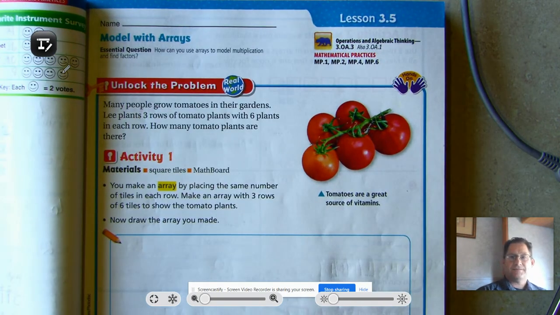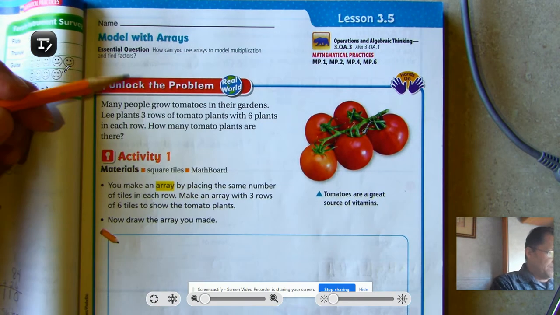Morning. In today's lesson, lesson 3.5, the title of our lesson is Model with Arrays, and we are on page 119 of your textbook. Our essential question today is, how can you use arrays to model multiplication and find factors? So let's look at the Unlock the Problem.